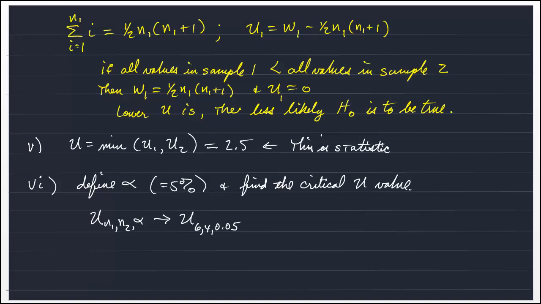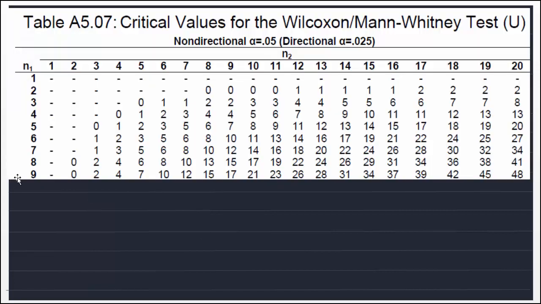So we can look this up in our Mann-Whitney table, our critical value table for the Mann-Whitney test. And there are two tables that are posted online. The first is for alpha equal to 0.05. The second is for alpha equal to 0.01. In this case, we need alpha equal to 0.05. n1 is 6. And n2 was 4. Right? So our critical U value is 2.